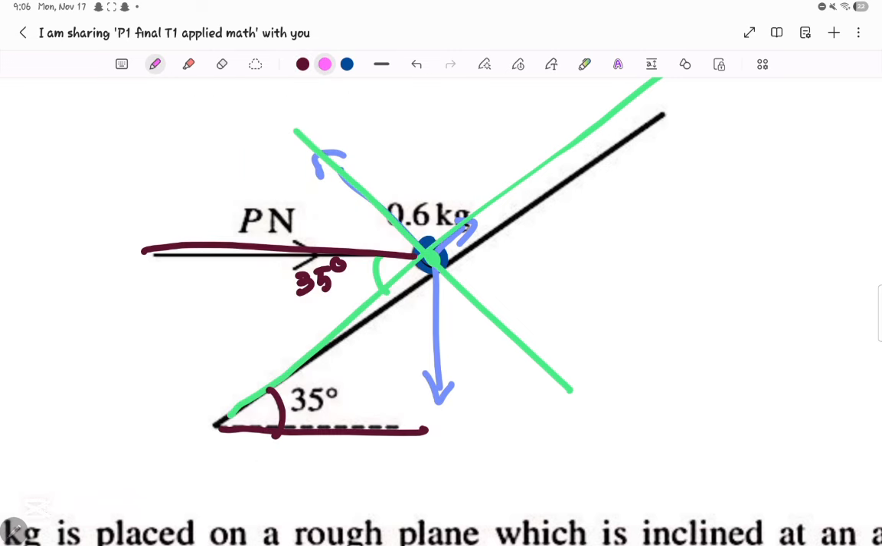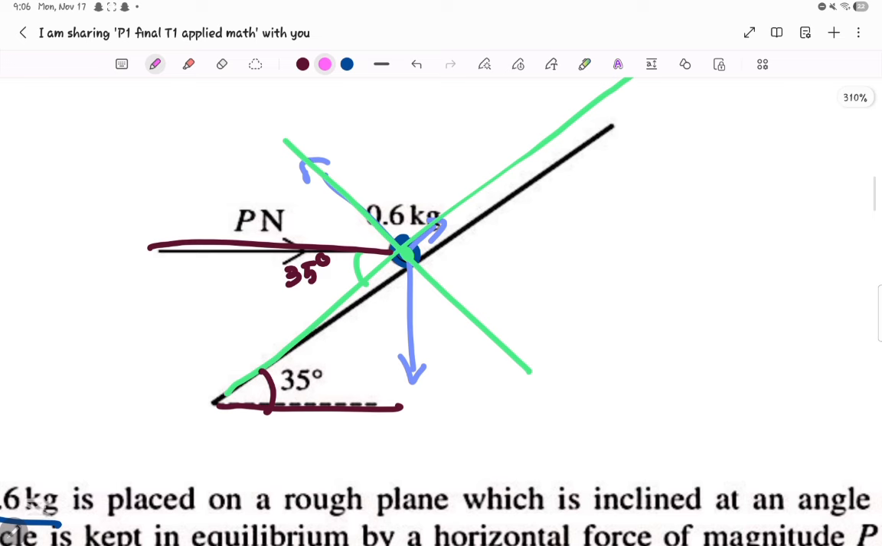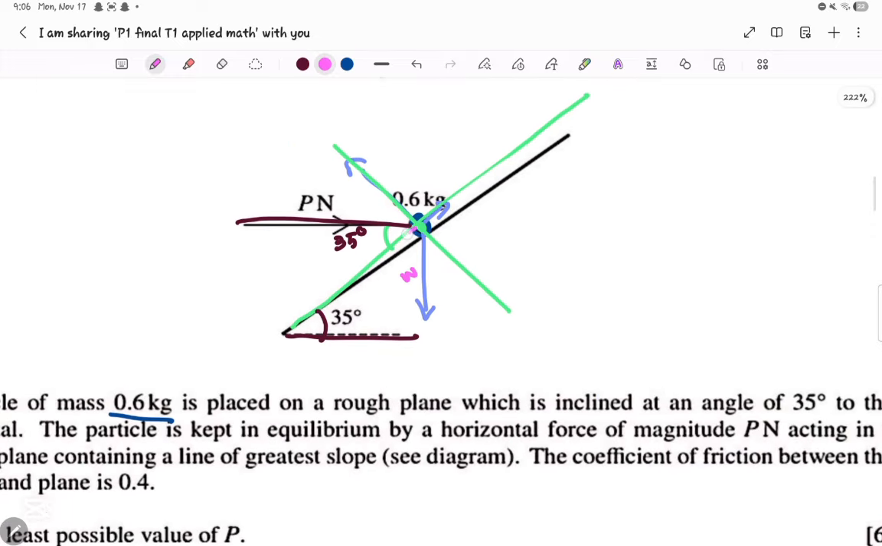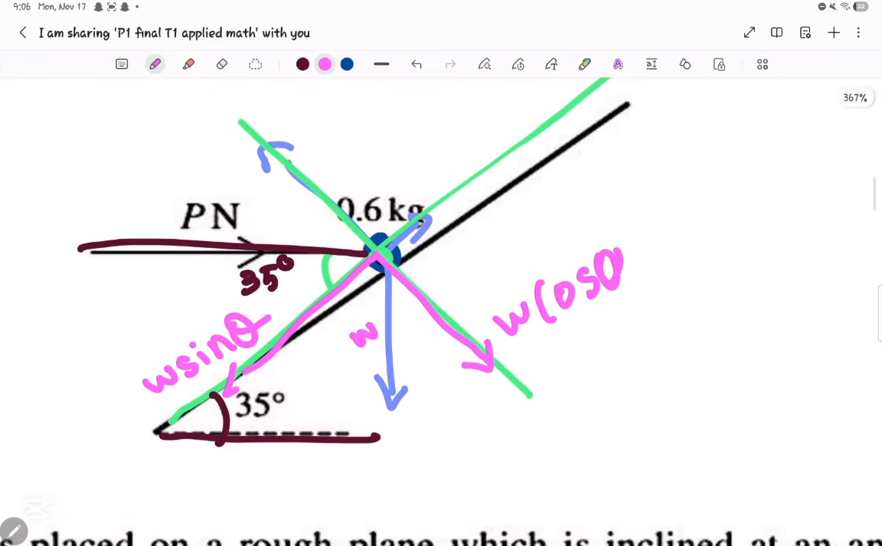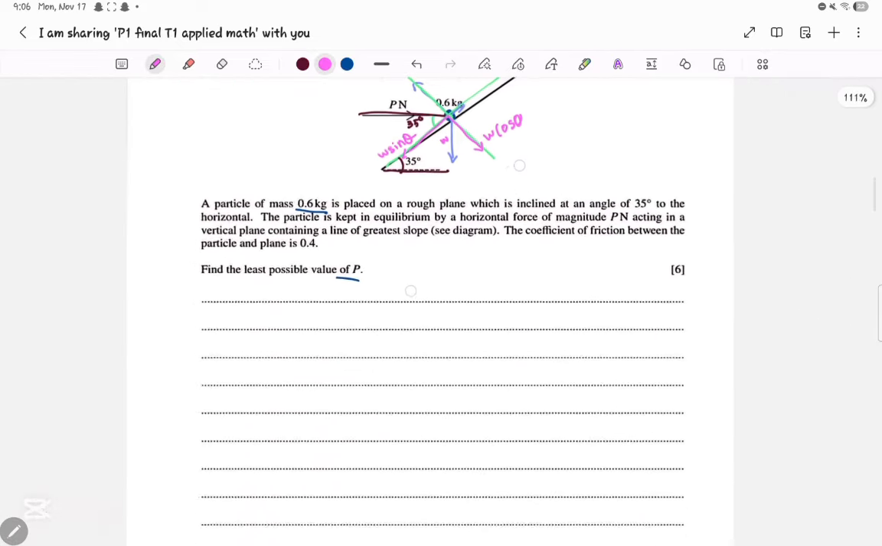Now what I can do is resolve. First of all, for the weight, I can resolve it by saying here this is W sine theta, and here this is W cosine theta. This is supposed to be known. For P, we'll have to draw a triangle, right? So let me just try it over here.